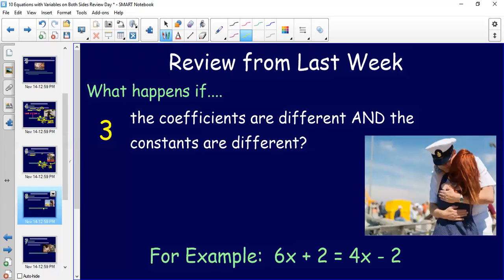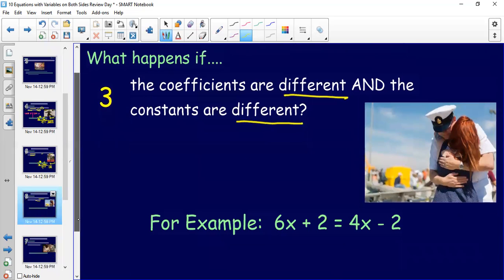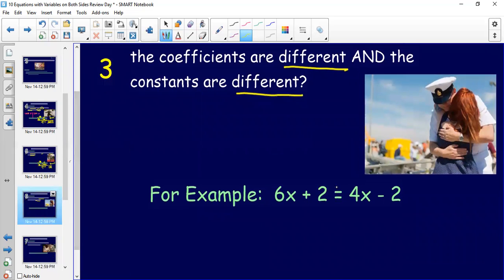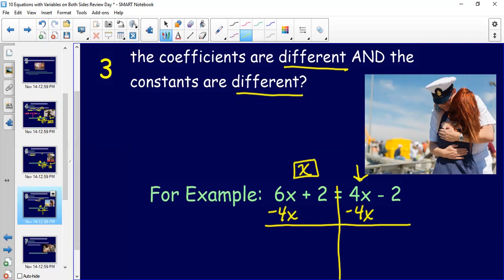This time the coefficients are different and the constants are different. Okay, so let's see what this looks like. When in doubt, we're just going to try to solve it. I want the variables on this side. This 4x has got to go, so I'm going to subtract it. Remember, switch the side, switch the sign. That cancels out your 4x, and we have 2x plus 2 equals -2.